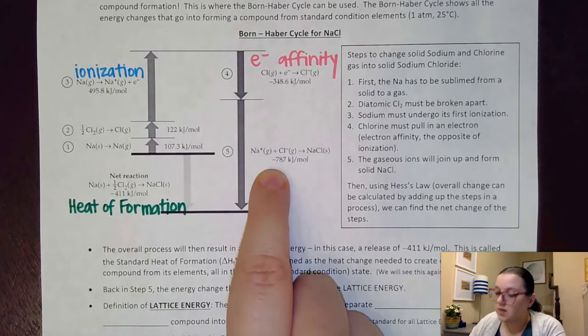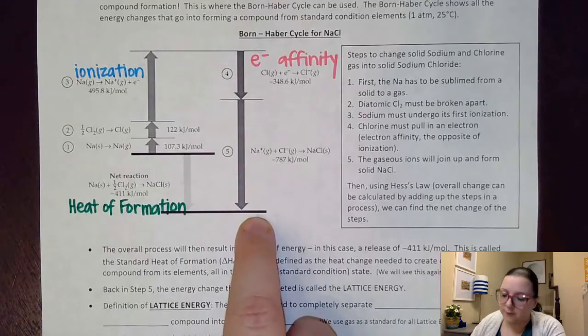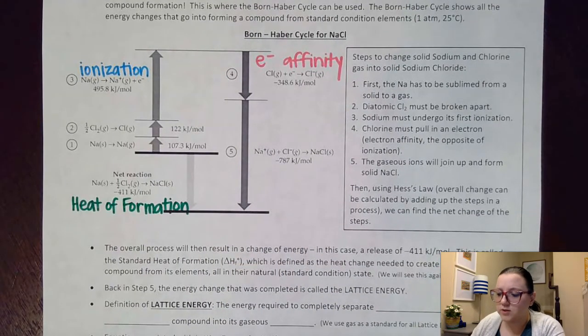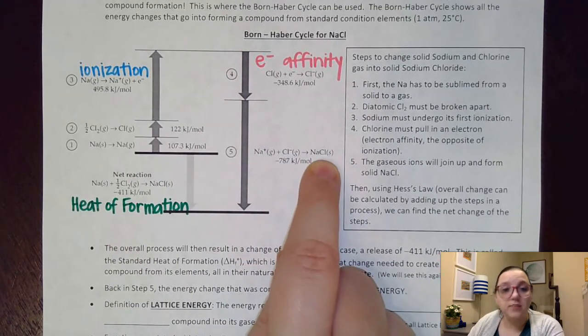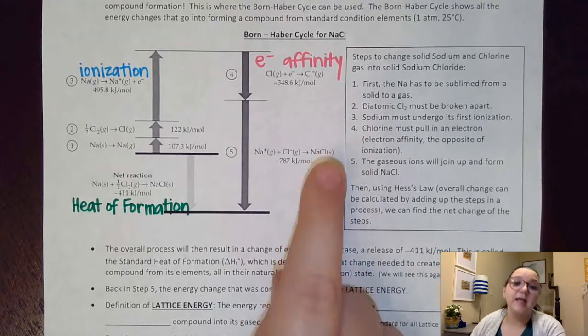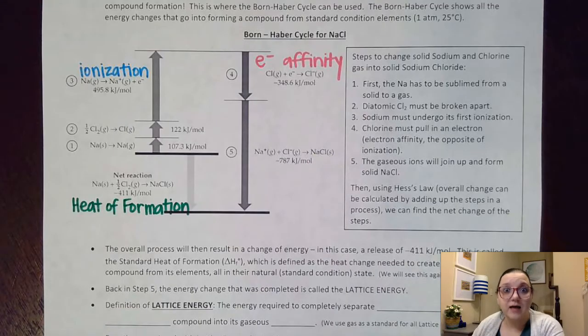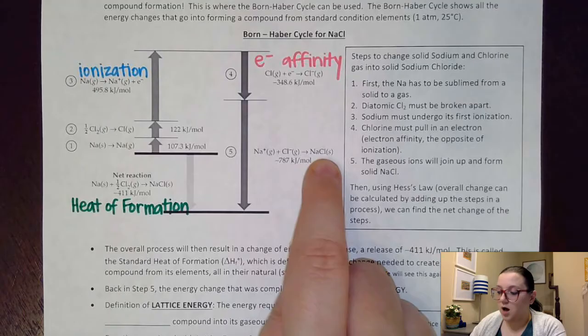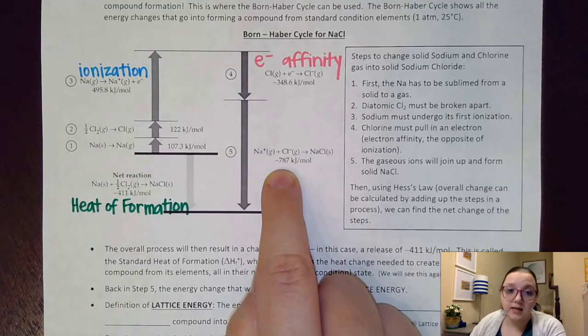So you notice that that process is negative. It's exothermic, okay, which is why this arrow goes down. However, if I was trying to break this bond back up, if I was trying to take NaCl and split it back apart, it takes energy in order to break a bond. So if I was to do the opposite of this process, this negative 787 kilojoules per mole would end up becoming positive 787 kilojoules per mole.